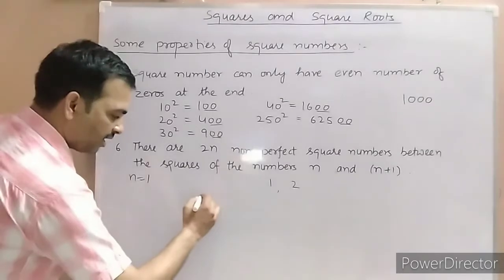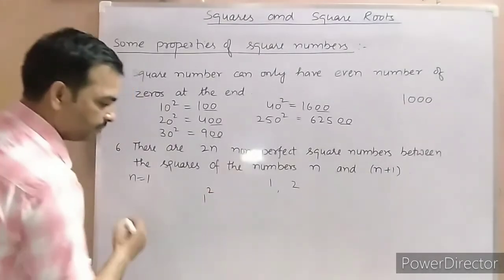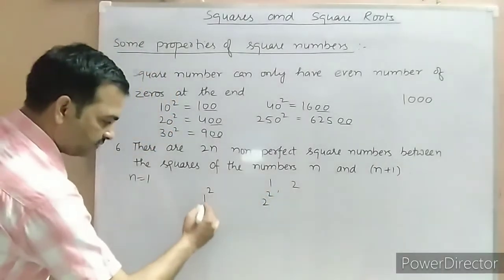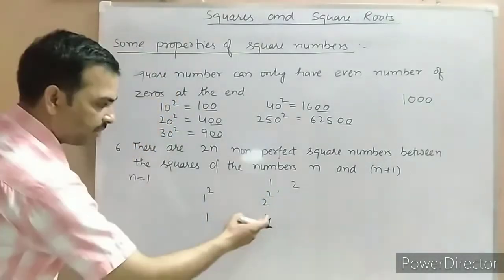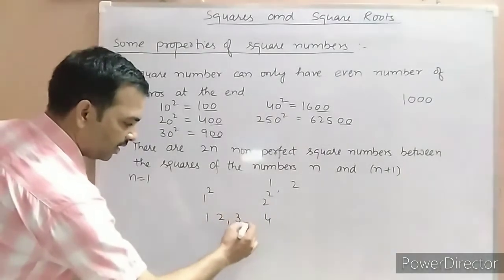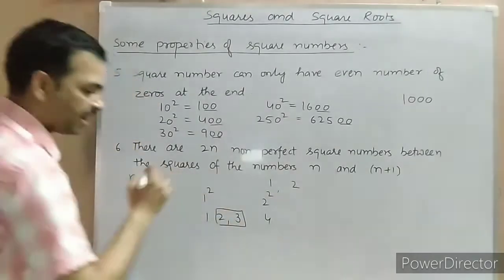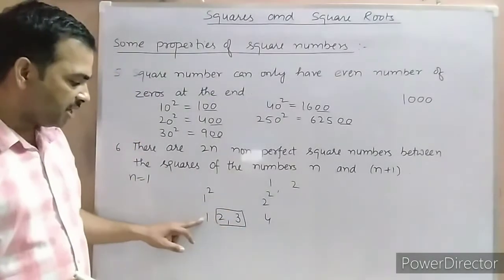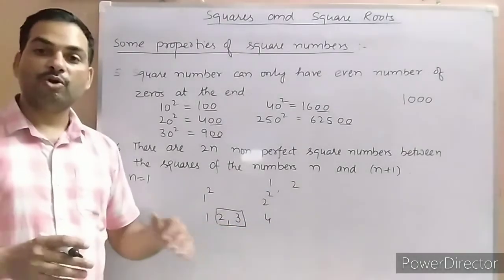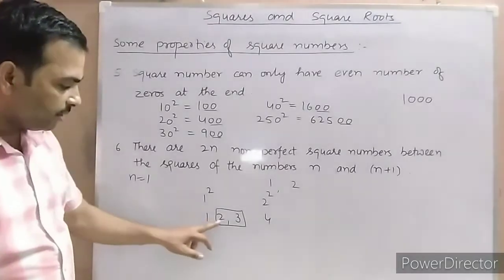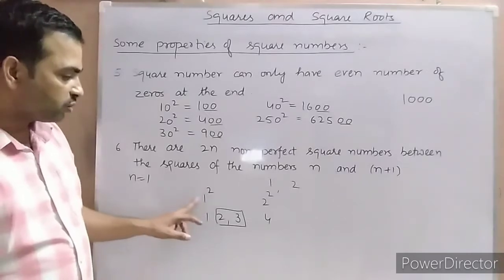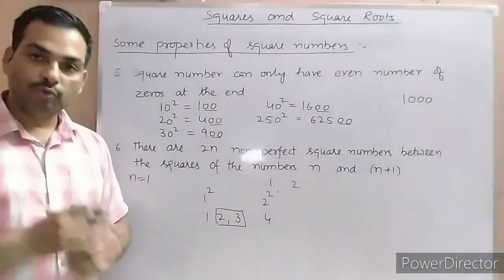What is the meaning of this? If I take the square of 1 and the square of 2, 1 square is 1 and 2 square is 4. How many numbers are between them? We get 2 and 3, two numbers. 1 is a perfect square number, 4 is a perfect square number, but 2 and 3 are not perfect square numbers. So there are two non-perfect square numbers between the square of 1 and the square of 2.